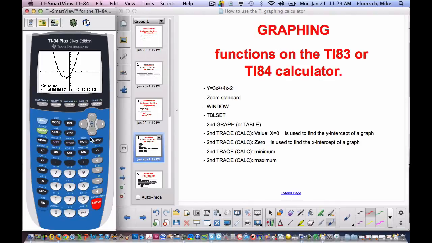If I were to find the maximum, because my parabola was opening down, like a bowl flipped upside down, then I would do the second calc, and that would help me find the maximum. Just a couple shortcuts here under second calc: value, which is your y-intercept; zero, which is your x-intercept; minimum, which is the low point; and maximum, which would be the high point.